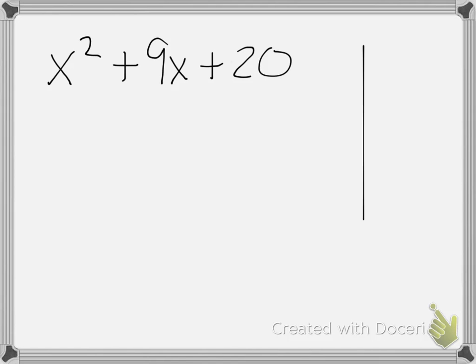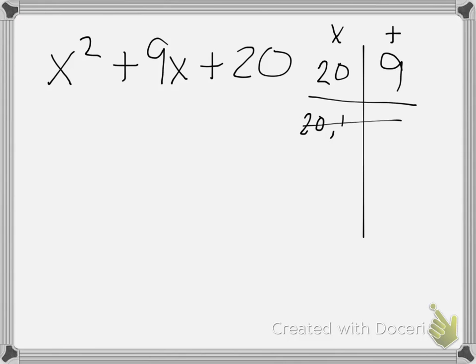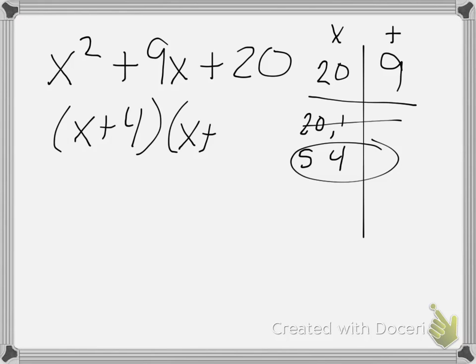Next problem is x squared plus 9x plus 20. So you're looking for something that multiplies to 20 and adds to 9. So 20 and 1, nope. Okay, 4 and 5, yep. So x plus 4, x plus 5. Done. Again, you can FOIL it back to make sure.